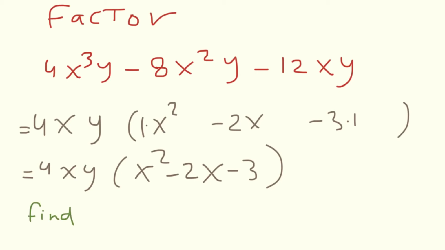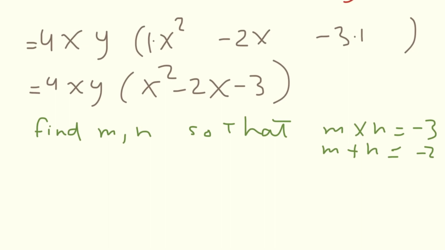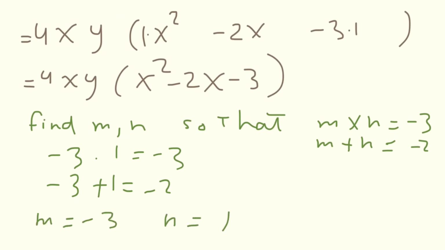Find m and n so that m times n equals minus 3 and m plus n equals minus 2. And what are these two numbers? They are minus 3 and 1. Why? Because minus 3 plus 1 equals minus 2, and minus 3 times 1 equals minus 3, and that's exactly what I'm looking for. So m equals minus 3 and n equals 1.